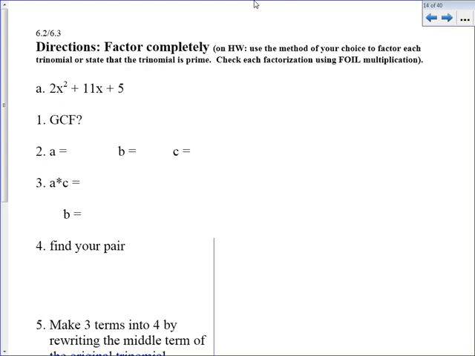Okay, so we don't have one of those here, not in this problem. Next thing I need are A, B, and C.